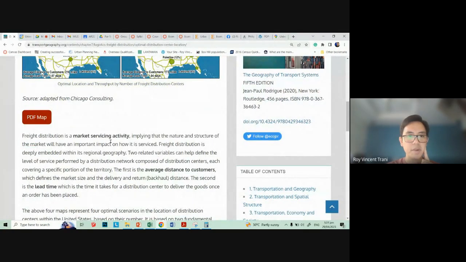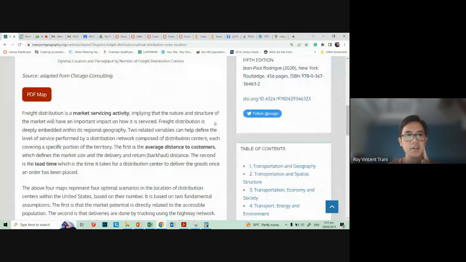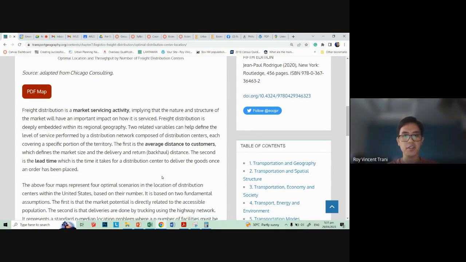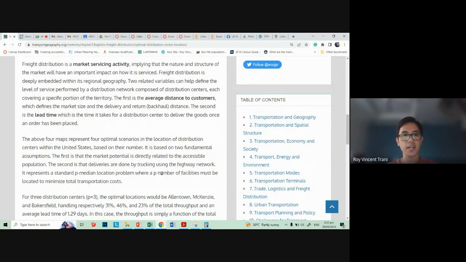Freight distribution is a market servicing activity, implying that the nature and structure of the market will have an important impact on how it is serviced. Freight distribution is deeply embedded within its regional geography. So two related variables can help define the level of service performed by a distribution network composed of distribution centers, each covering a specific portion of the territory. The first is the average distance to customers, which defines the market size and delivery and return distance. The second is lead time, which is the time it takes for a distribution center to deliver the goods once an order has been placed.